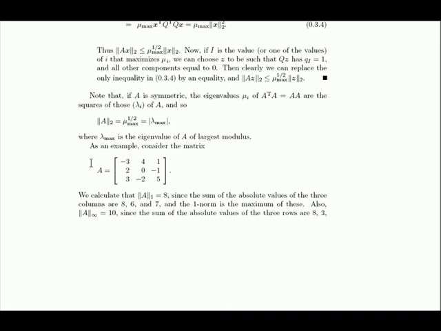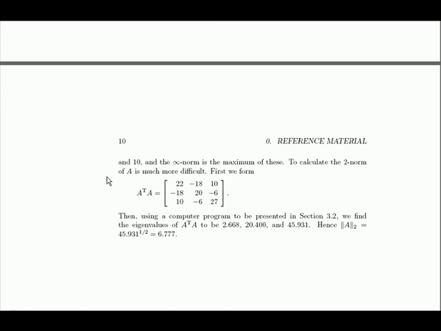Finally, as an example, consider this matrix. For the one norm, you add up each column. These add up to 8 in absolute value, 6, 7. The maximum of those is 8, so the one norm of A is 8. For the infinity norm of A, add up the rows. These are 8, 3, 10. The maximum of those is 10, so the infinity norm of A is 10. Calculating the two norm of A is more difficult. You have to form A transpose A and find its eigenvalues, which is the hard part. And the largest eigenvalue is 45.931. Take the square root of that and you have the two norm of A.